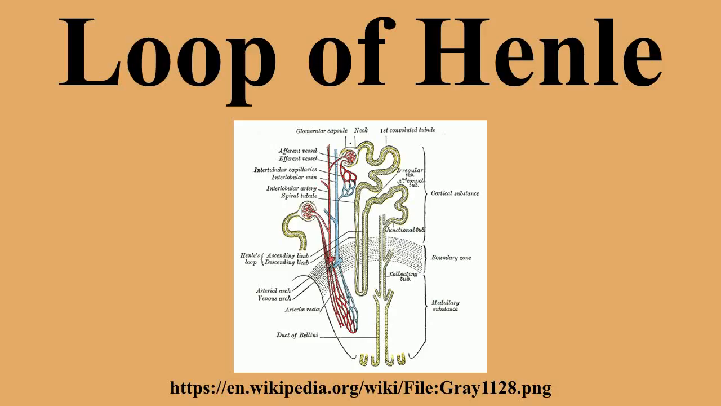In the ascending portion, the loop becomes impermeable to water and the cells of the loop actively reabsorb solutes from the luminal fluid. Therefore, water is not reabsorbed, and ions are readily reabsorbed. As ions leave the lumen via the NaK2Cl symporter and the NaH antiporter, the fluid becomes more and more hypotonic until it reaches approximately 100 to 150 mOsm. The ascending limb is also called the diluting segment of the nephron because of its ability to dilute the fluid in the loop from 1200 mOsm to 100 mOsm.